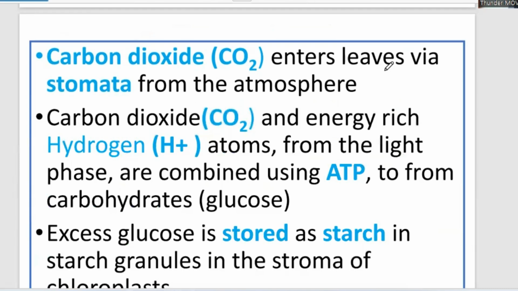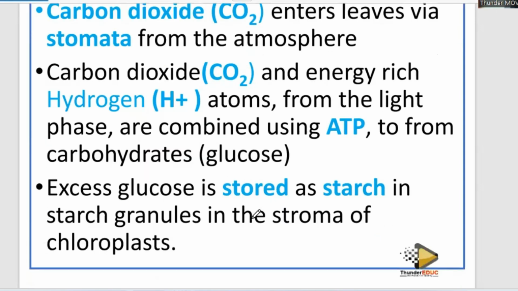Carbon dioxide enters the leaf via the stomata. If one is called a stoma, many are called stomata. From the atmosphere, via those holes we saw down, carbon dioxide, and then energy-rich hydrogen atoms from the light phase, as we have seen, are combined using ATP. ATP is also from the light phase, to form carbohydrates, which we call glucose.